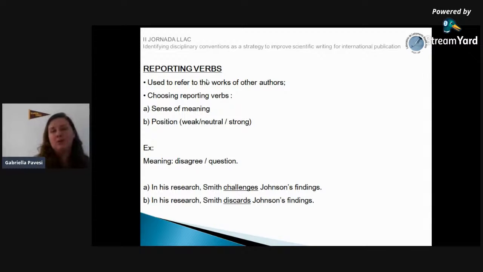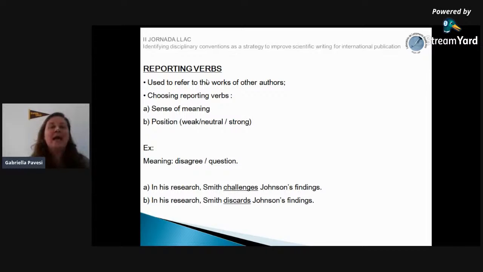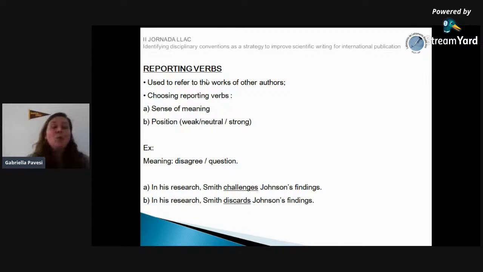I like to joke with my students that reporting verbs set us free from "according to." There's nothing wrong with using "according to," but we can't use it all the time, repeatedly. Sometimes, from a habit that comes from high school and even undergrad, depending on the field, we overuse "according to." So reporting verbs set us free from that. And there's a great variety of reporting verbs that we can use.